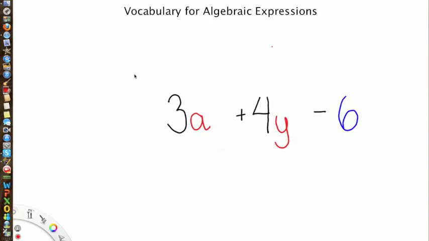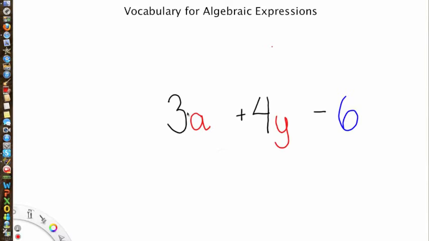Boys and girls, we're going to look at some key vocabulary for algebraic expressions, so please get out your vocabulary for algebraic expressions guided notes. And what we needed to do is identify the different parts of these algebraic expressions, and there's some key vocabulary that's necessary. We're going to start out with variables, okay?